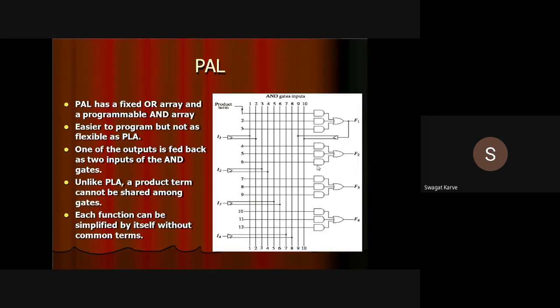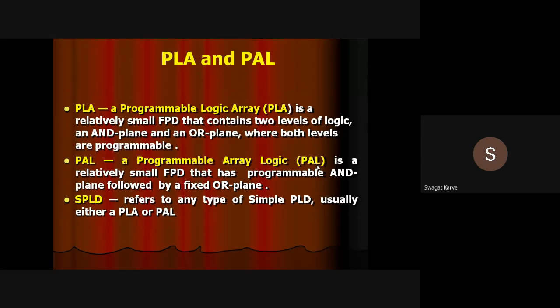If both are programmable, it is a PLA, programmable logic array. If the AND array is fixed and the OR array is programmable, then it's a PROM. If the AND array is programmable and the OR array is fixed, then it's a PAL, programmable array logic. Okay, so depending upon that, we have categorized them. Now, the difference between PLA and PAL.